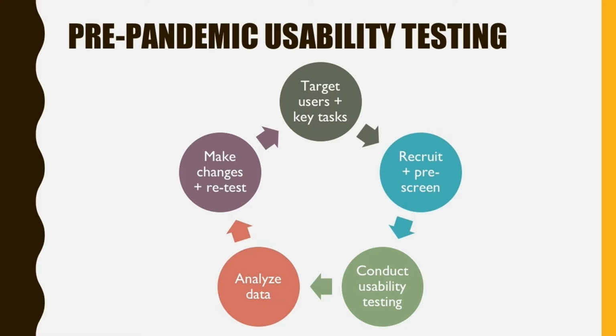Once testing was complete, data from across the sessions was analyzed to identify key problems and create a strategy for addressing them. After making changes on the website, we'd then repeat the testing to A, see if improvements were made, and B, check for any additional usability problems.